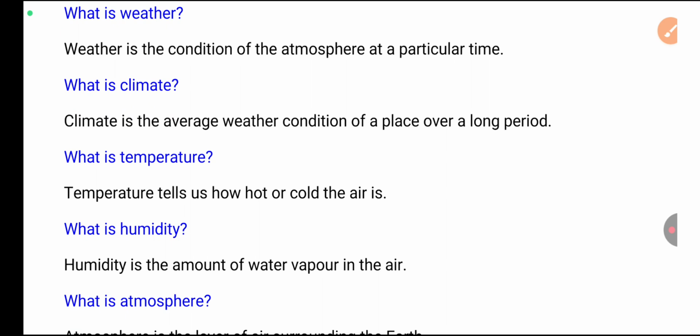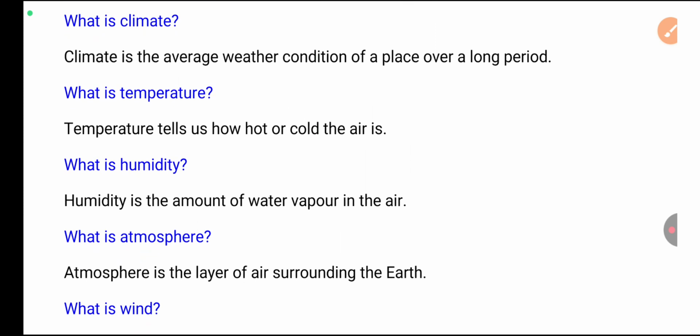Now next question, what is weather? Weather is the condition of the atmosphere at a particular time, changing from hour to hour and day to day. Okay. Now moving to another question. What is climate? Climate is the average weather condition of a place over a long period. It is for a certain area, a certain place.